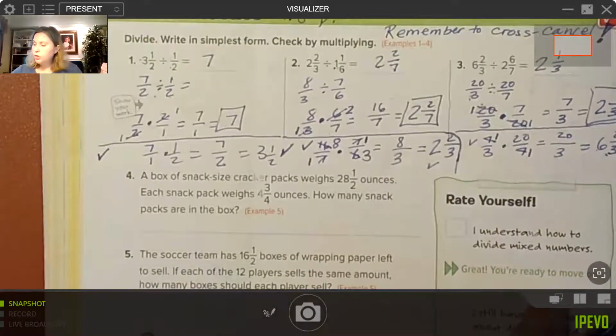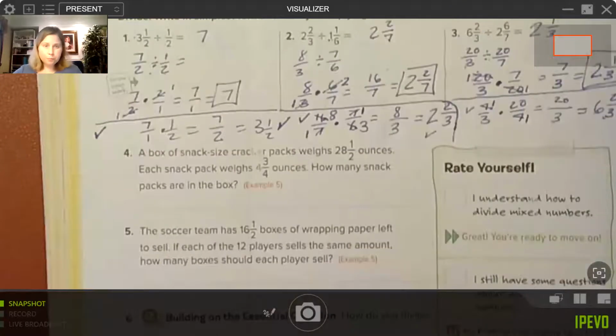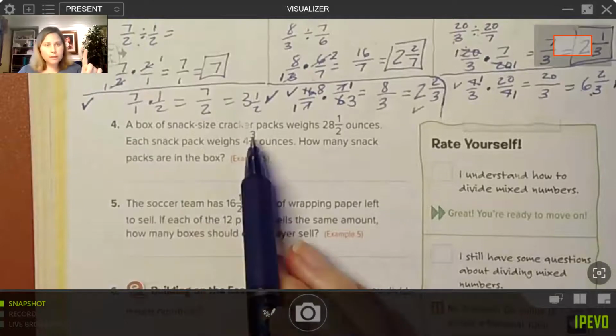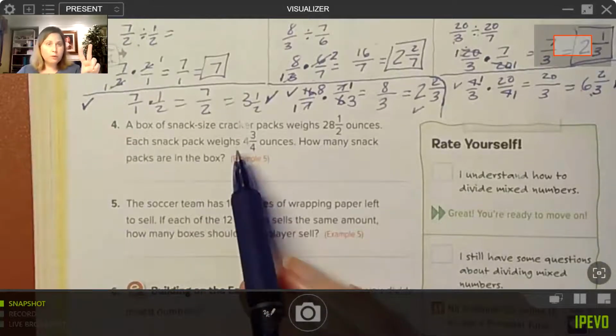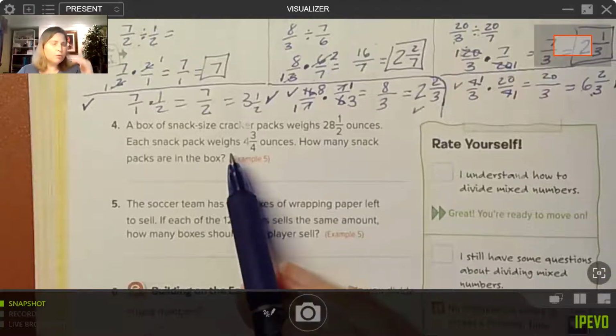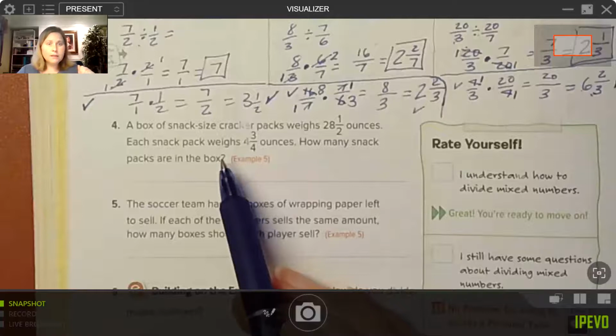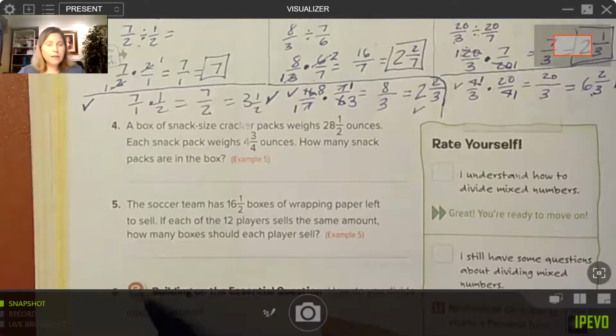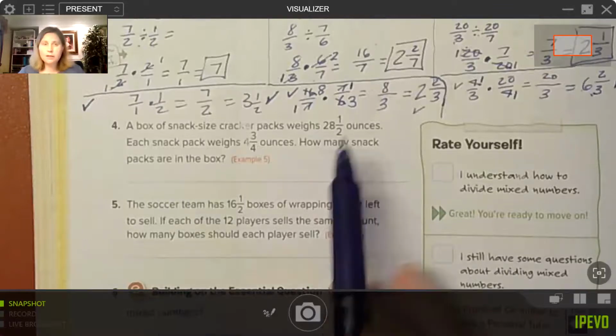So we're going to use that strategy for number 4. Let me read it once, then we're going to do it with our simple numbers, and then we'll do it with our real numbers. We're going to really take our time on this word problem and not rush through. A box of snack size cracker packs weighs 28.5 ounces. Each snack pack weighs 4 3/4 ounces. How many snack packs are in the box? That's a lot of fractions, and I have ounces.